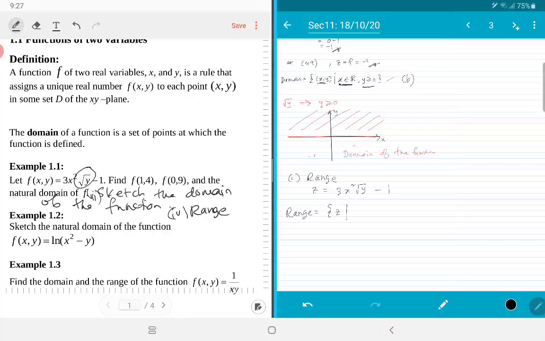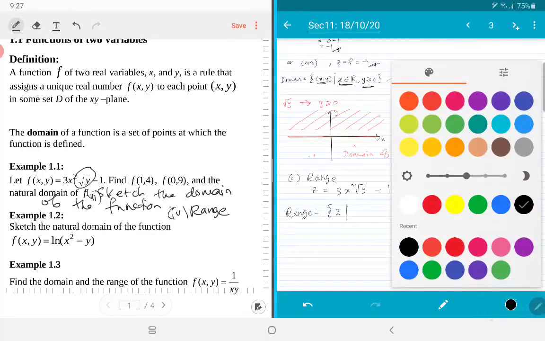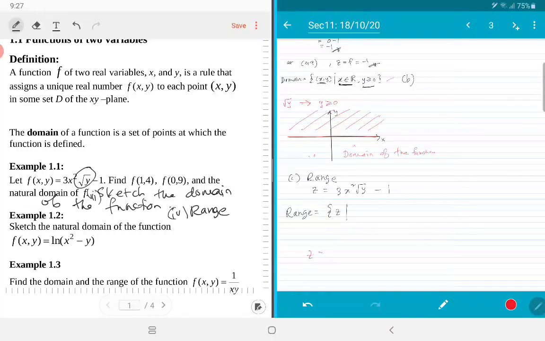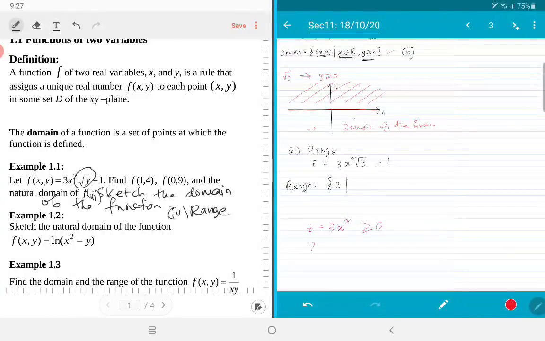Let's start with 3x squared. Let's say z is 3x squared. We know that x squared will give you a positive value, multiplied by 3, so that will give you a positive value. Now let's say your function is 3x squared times the square root of y. Here we're using the positive root. So again, we have 3 times x squared, which is positive, times the positive root of y. So that will also give you a positive value.